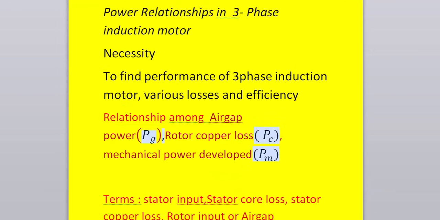Let me summarize once. We have seen how the rotor input, rotor copper loss and mechanical power developed are related. We have seen the definition of slip, and we have seen the general formula for power, that is 2 pi N T by 60, and how that should be used for calculation of these powers: rotor input, rotor copper loss, and mechanical power developed.